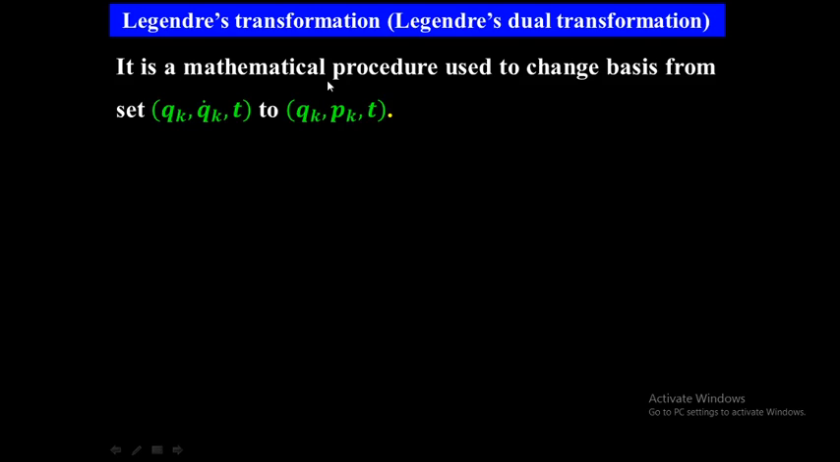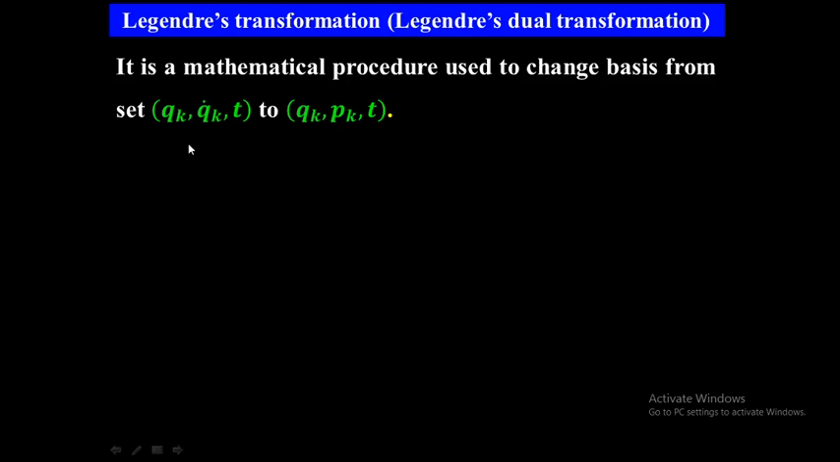We know that the Lagrangian is a function of qk, qk dot and t, and the Hamiltonian is a function of qk, pk and t. If we transform the Lagrangian to the Hamiltonian, it means we have to go from this set to that set. This procedure is known as Legendre transformation.